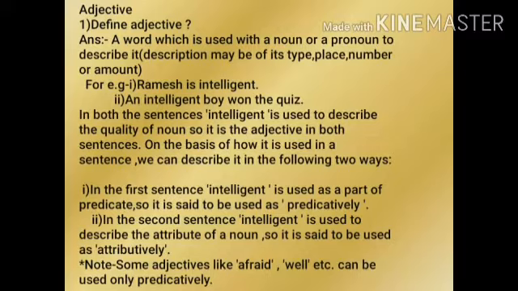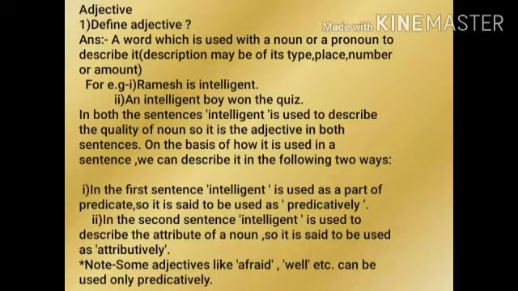For example, you can see here, Ramesh is intelligent. Here intelligent is an adjective. Now number 2. An intelligent boy won the quiz. Here also intelligent is an adjective. In both the sentences, intelligent is used to describe the quality of noun. So, it is the adjective in both sentences. Remember this, students, that we use adjective to describe the quality of noun or pronoun.